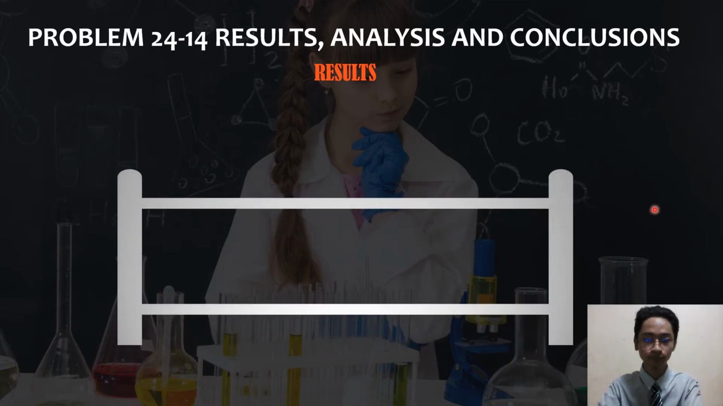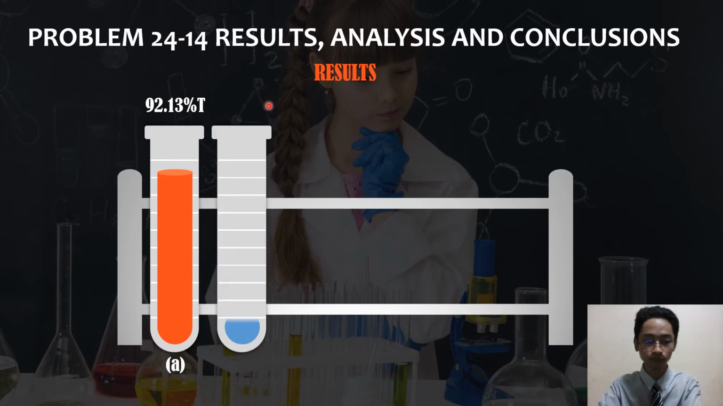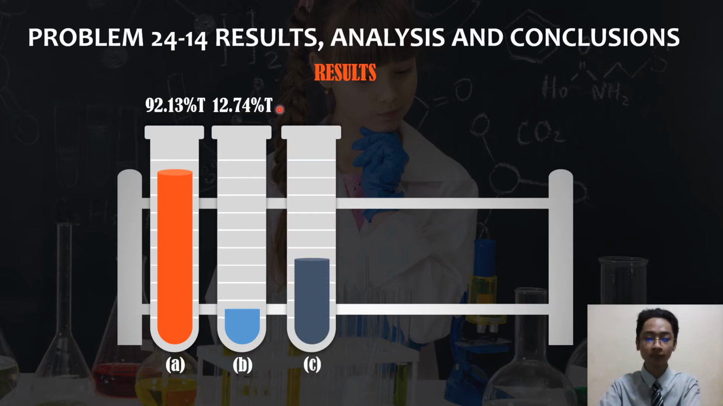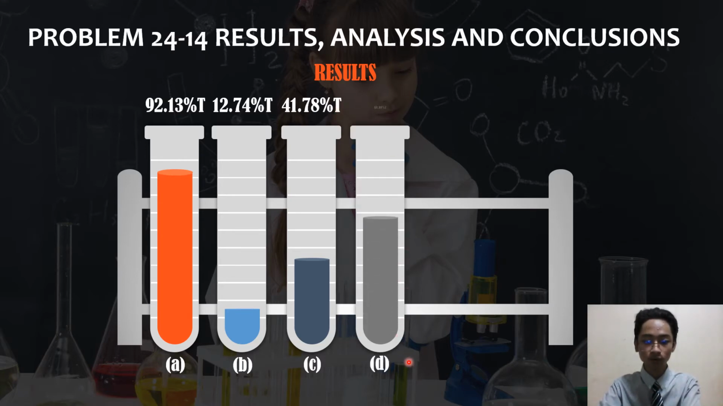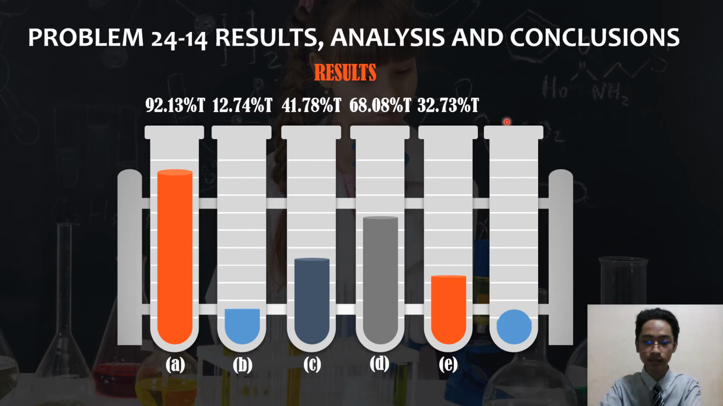Now, the summary of results. For A, we get 92.13% T. For B, we get 12.74% T. For C, we get 41.78% T. For D, we get 68.08% T. For E, we get 32.73% T. For F, we get 17.66% T.